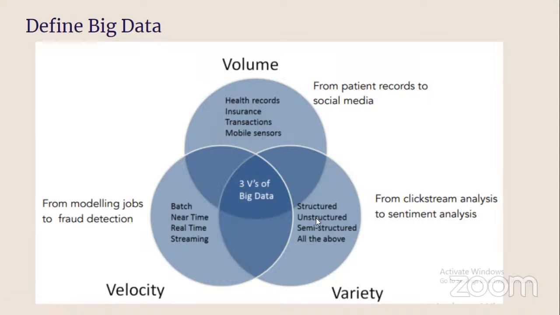Then you have the variety. So variety, as we discussed, comes in various forms, right? Different kinds of attributes or features that can be part of your data set. You have structured, semi-structured, unstructured, a variety of different attributes that can persist in your data, right? So these three elements form the three V's of big data.